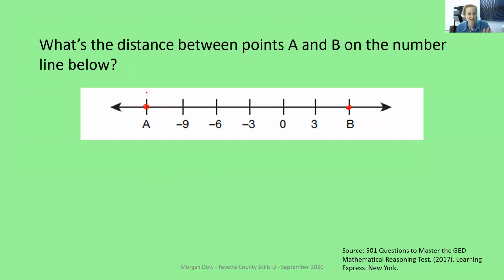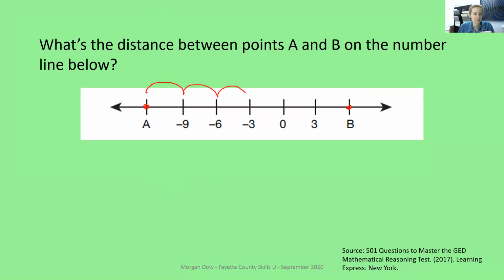When I look at my number line, I've got to take a minute to figure out what the interval is, right? Each time you move up a space, how much are you moving up by? So on this number line, I can see it's counting by 3s, right? It goes from 0 to 3, -3 to 0. It's counting by 3s.